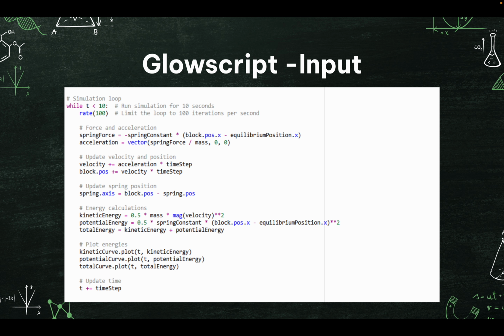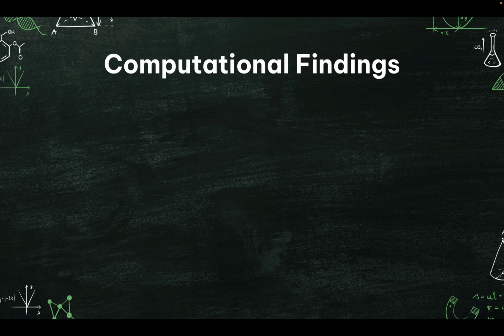Kinetic energy 1/2 mv squared, potential energy 1/2 kx squared, and the total energy is the kinetic energy plus the potential energy. We will see that in our graph. We'll plot the energies on the graph, and then we'll update the time for our code.